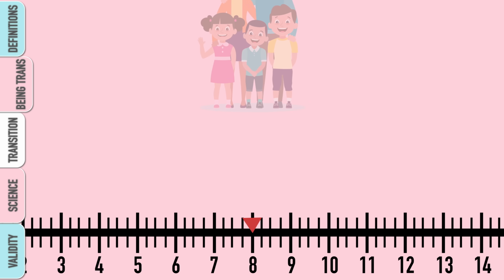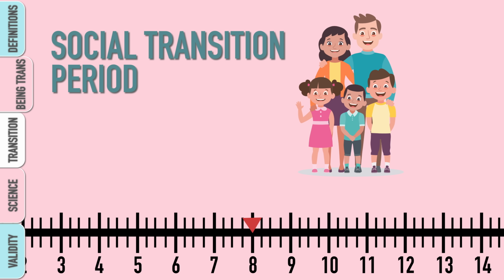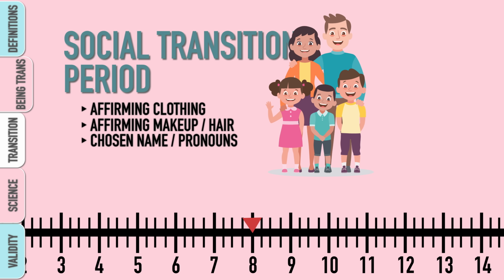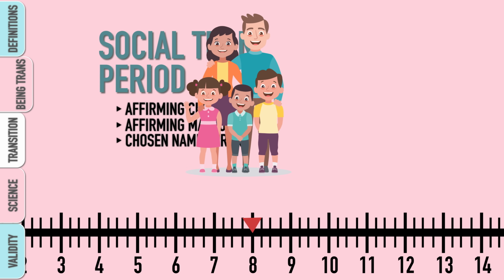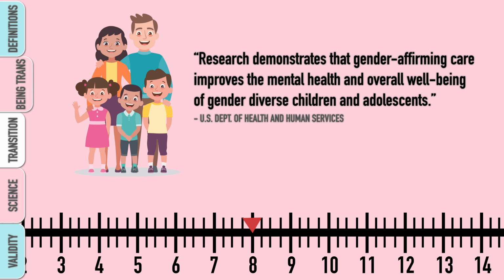Some parents might worry a child is just going through a phase, but this social transition period allows the child to test how happy they are, walking around with different clothes or makeup and being addressed by a different name. Studies have found when family members, friends, teachers, and others respect this social transition, the child has less anxiety, depression, and less harmful effects overall.